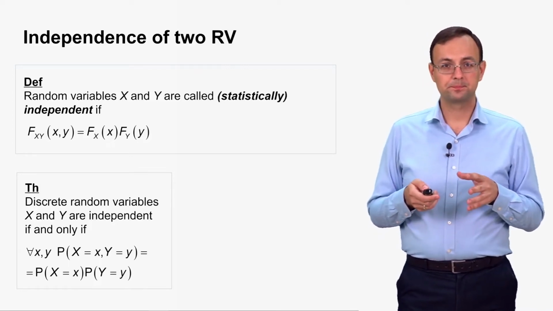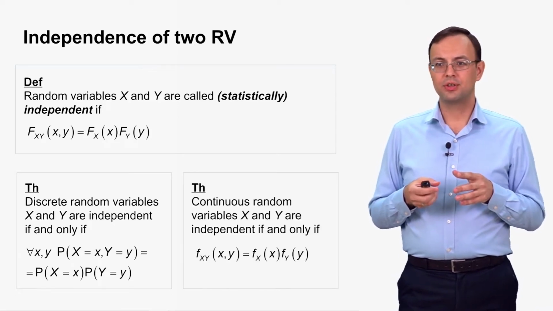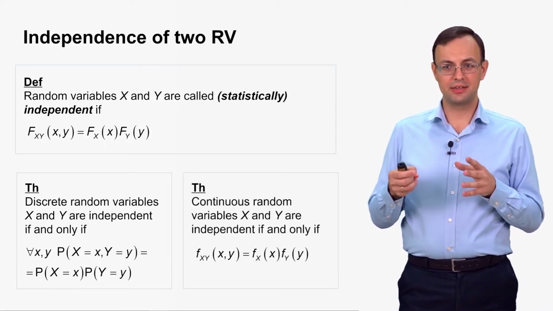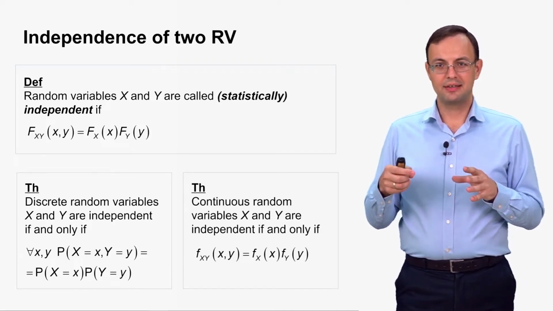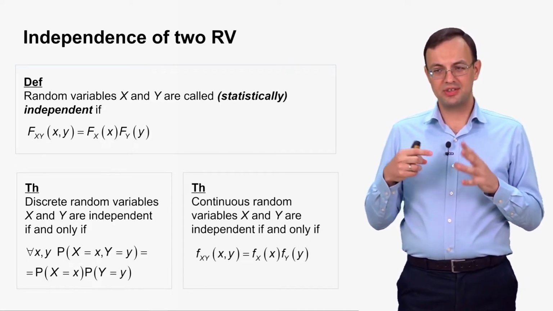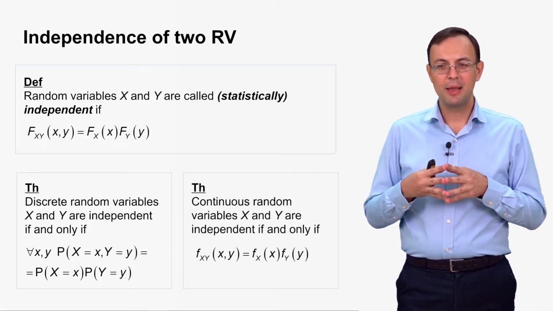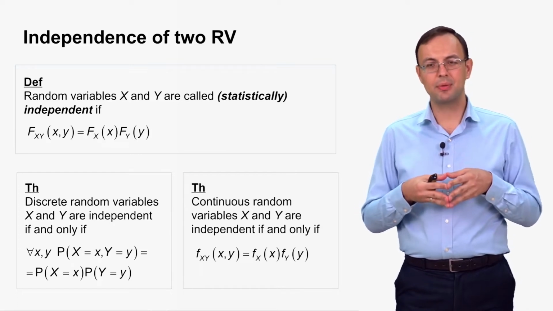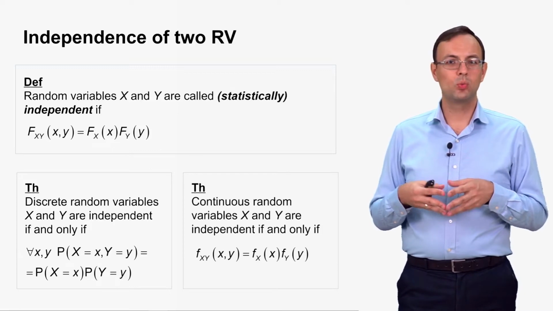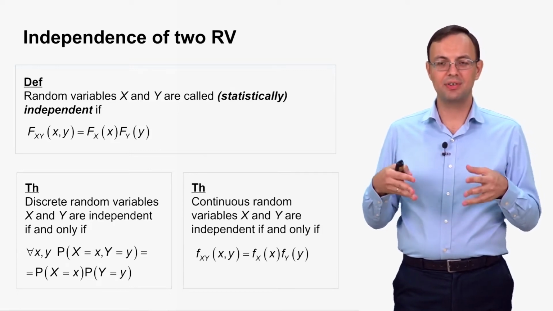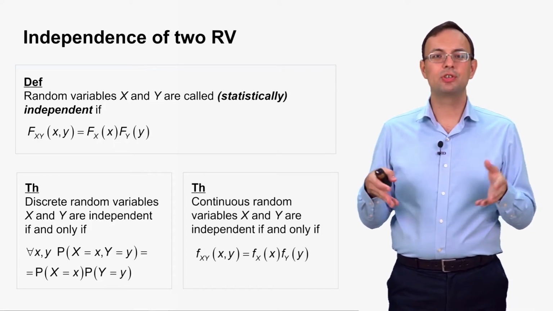As for continuous random variables, they are independent if and only if the similar equality as we see in the definition of independence is true, but not for the CDFs, but for PDFs. So sometimes these two theorems you see now are used as definitions of independence.